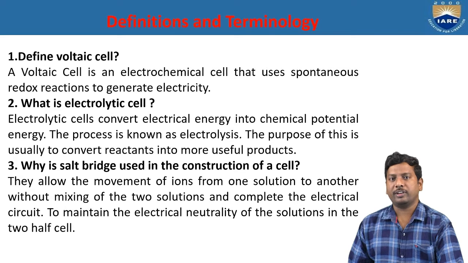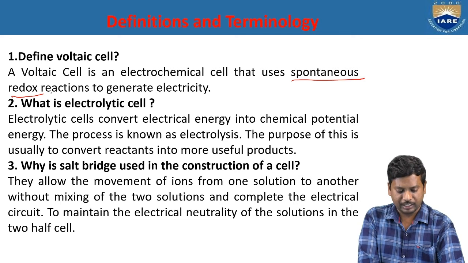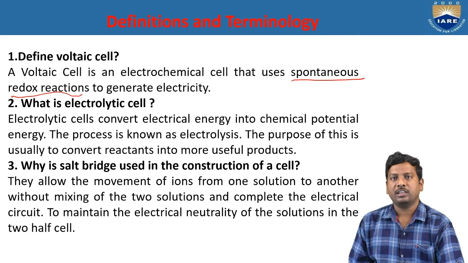So first of all, define Voltaic cell. A Voltaic cell is an electrochemical cell that uses a spontaneous redox reaction to generate electricity. What is the meaning of spontaneous? Spontaneous is nothing but the reaction proceeds to give the products until all the reactants are completed. And a redox reaction is one in which both oxidation and reduction take place.